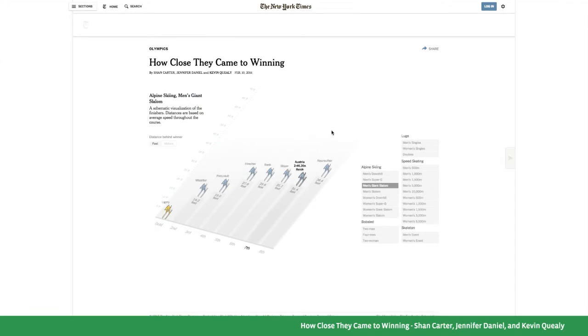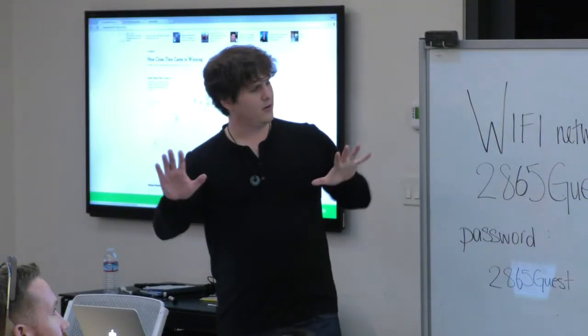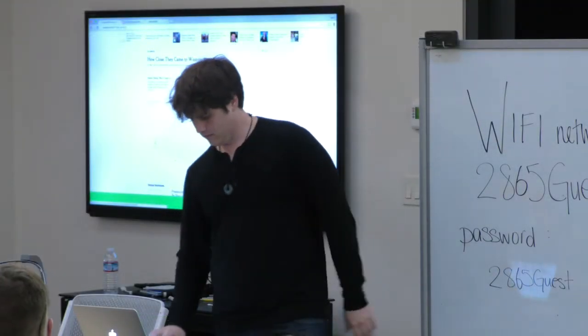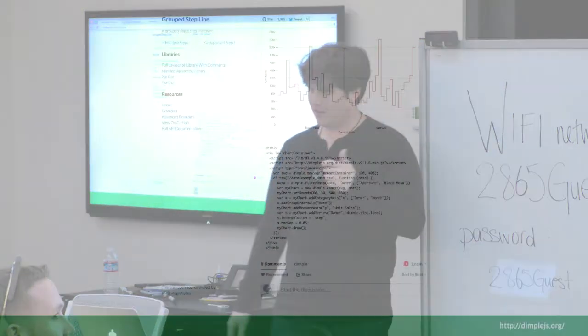And to prove that this is not just some random block, this has been done on the New York Times. They did this for this interesting visualization, where they have an angled bar chart that is also invisible. Yeah, that's good. Line charts.